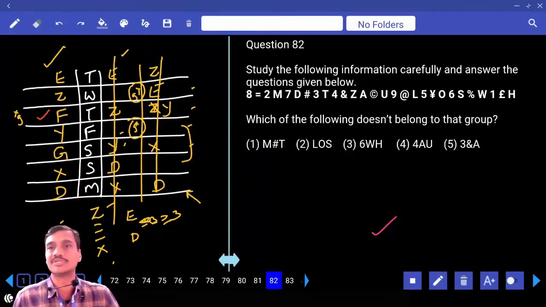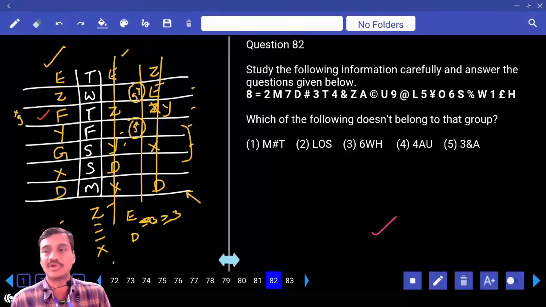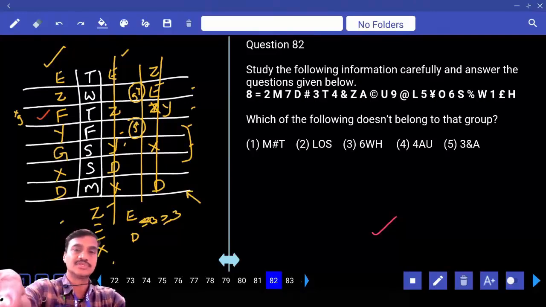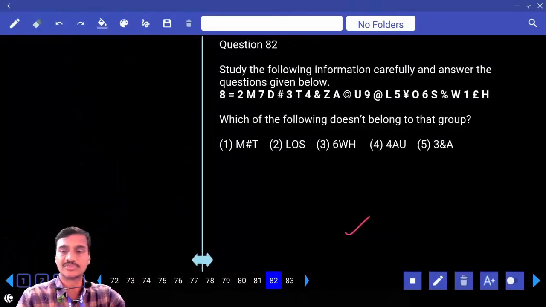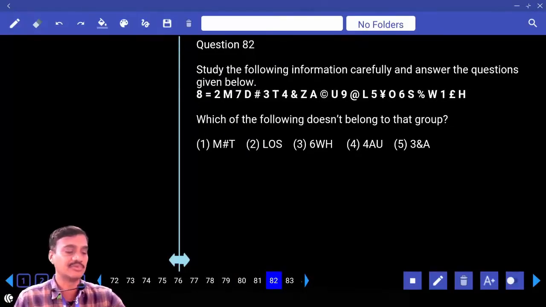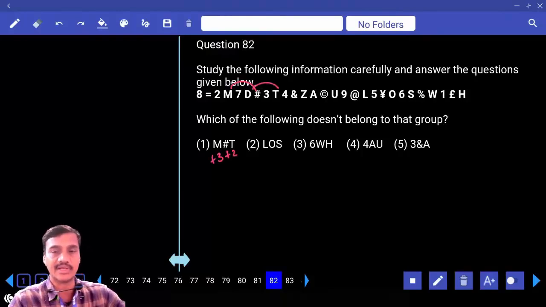Then 82 onwards it is based on sequence. Now in this sequence, which of the following does not belong to that group? Okay. Now in this sequence, it comes under odd man out. Odd man out in sequence: M hash and T. Tell me what is the answer we have for this one? M and hash, M to hash plus 3, hash and T plus 2. Here the difference is plus 3, plus 2. L, O and S. Now in this L, O and S, L and O plus 3, O and S plus 2. Here it is plus 3, plus 2.